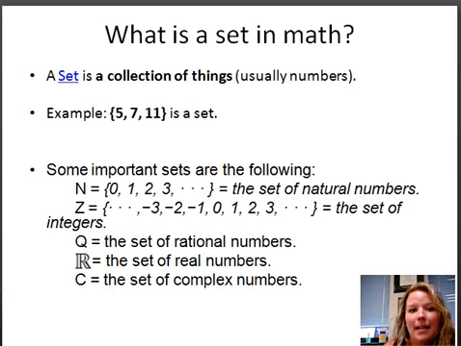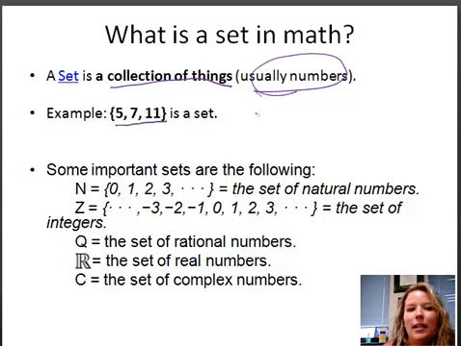So when we define a set in math, we're talking about a collection of things. In math, we call them numbers. Okay? So this is the set that includes 5, 7, and 11. It means it doesn't include any number in between. It only includes those three numbers.